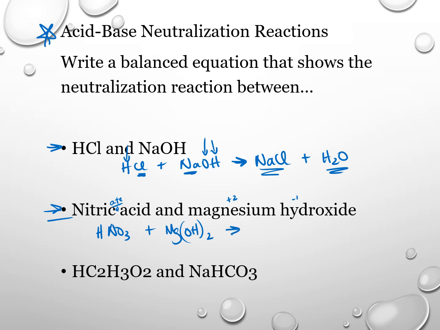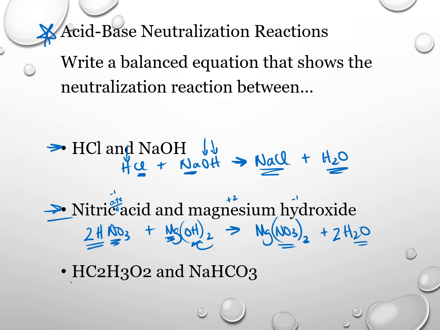We're going to produce magnesium and nitrate. Magnesium still has that charge of +2. Nitrate has a charge of -1. So I need two nitrates to balance out the charge on the magnesium. And we also make water. Magnesium nitrate is our salt. Here's our water. I have two nitrates here, so I need to put two nitrates in my reactants. I now have two hydrogens and two hydroxides, and we can use that to make two waters.